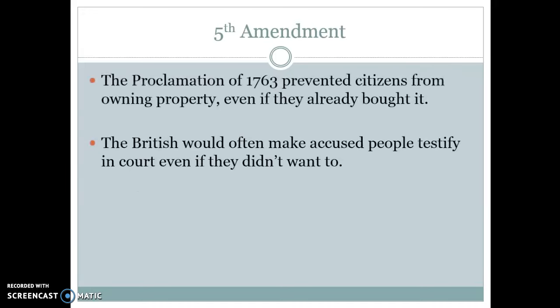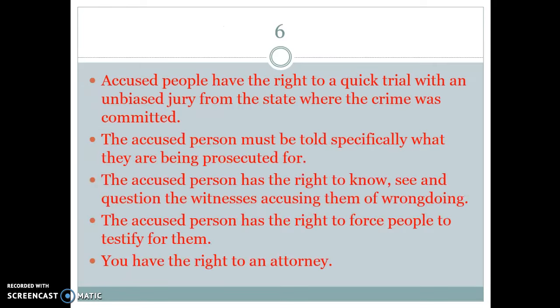So there's several historical foundations for this. The Proclamation of 1763 took away people's property. The British would often accuse people of things and make them testify if they didn't want to. So the colonists wrote this down to say, hey, these are rights that we believe we should have for accused of crimes. The Sixth Amendment, again, is if you are accused of a crime, there are a variety of pieces to this one that are very important to you.